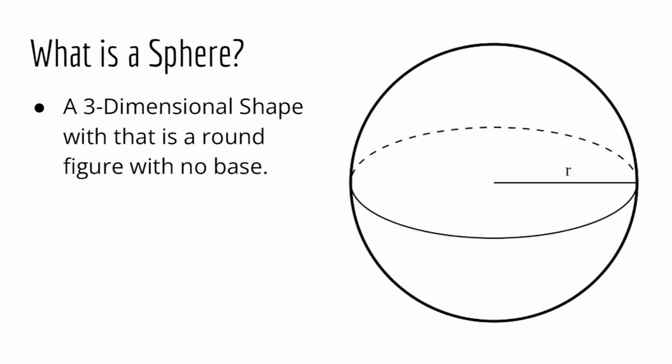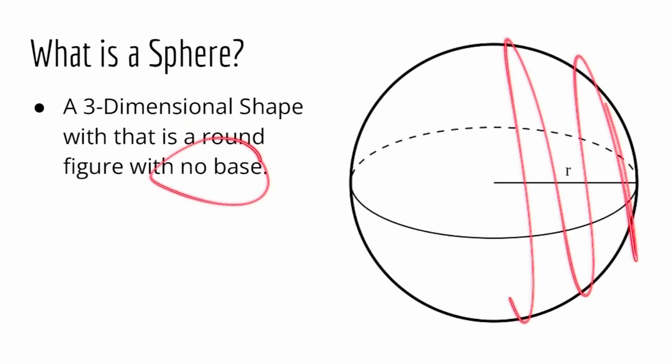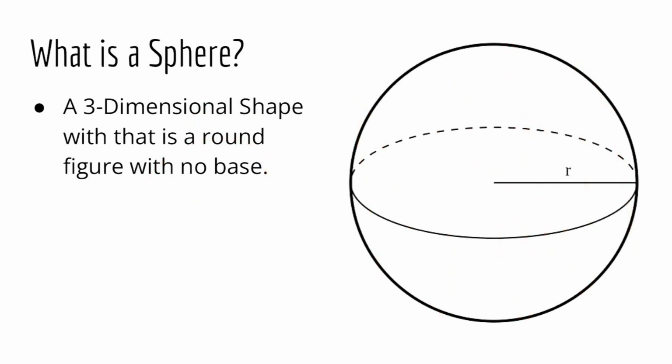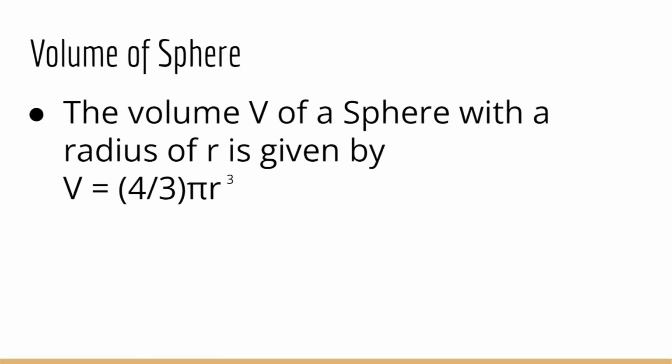So, just like last time, we're going to go over the definition of a sphere. The definition of a sphere is the easiest way I could put it: a round three-dimensional shape with no base. As y'all can see, this is a sphere. It has no real base. You can put it on any side and it won't lean toward that side, right? It's like a soccer ball, a marble, a basketball, a baseball. Yeah, you get it.